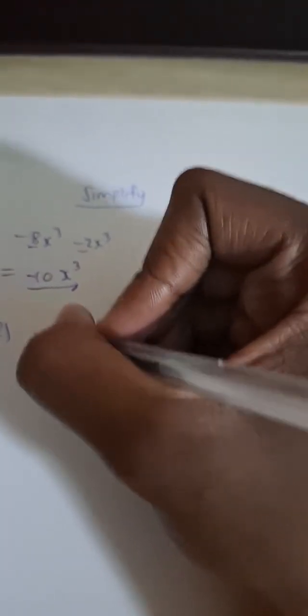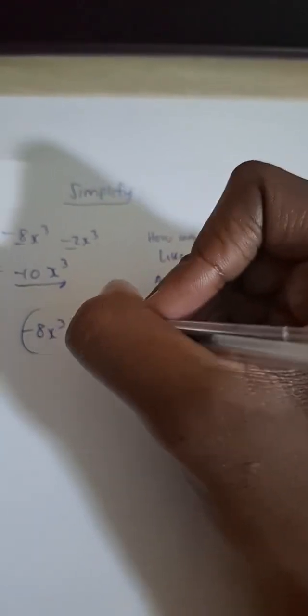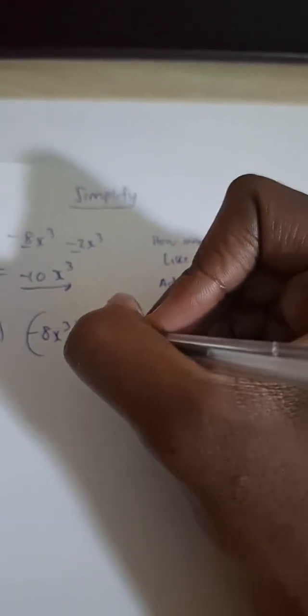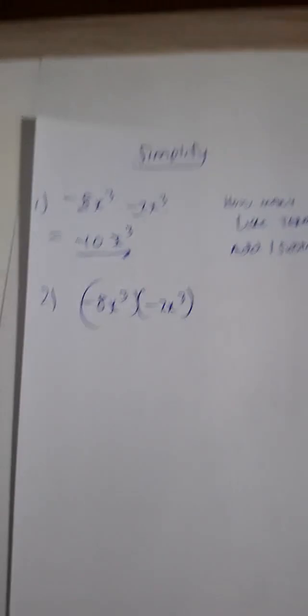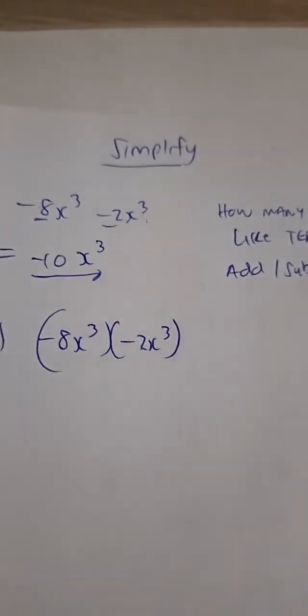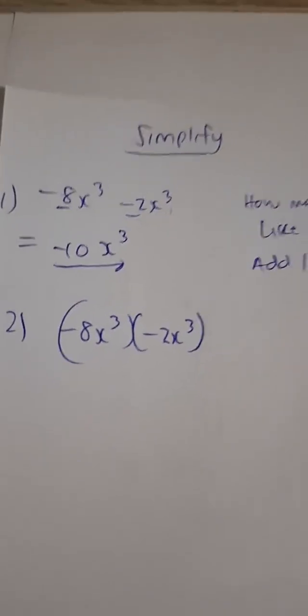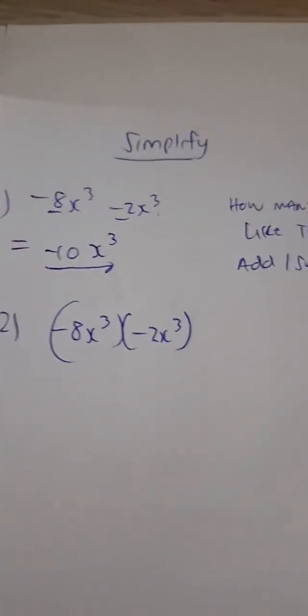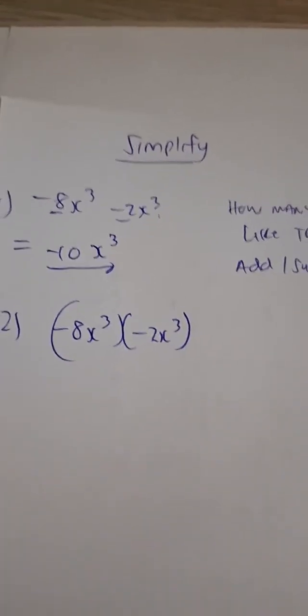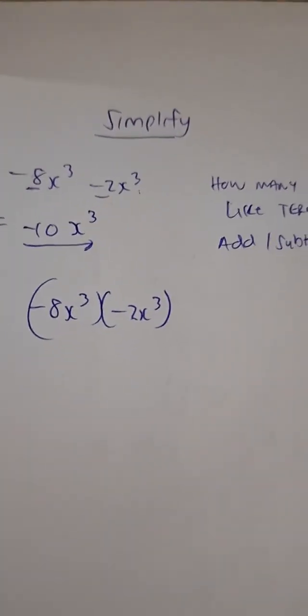Let's look at another one. Negative 8x cubed minus 2x cubed. Question: how many terms are in this expression? Answer the question first. Don't answer the question that I'm asking. How many terms are in the expression?